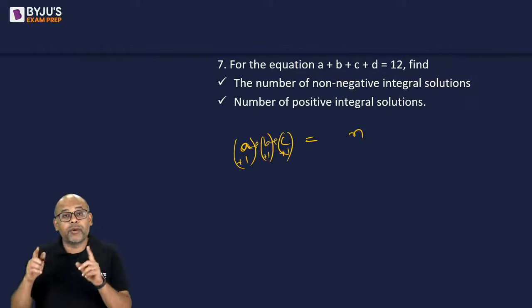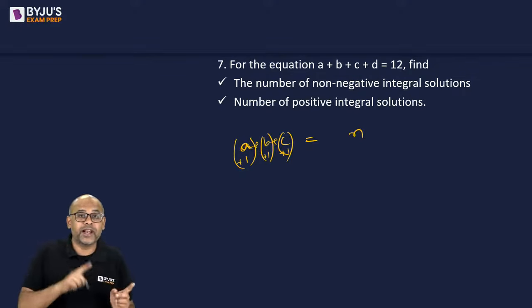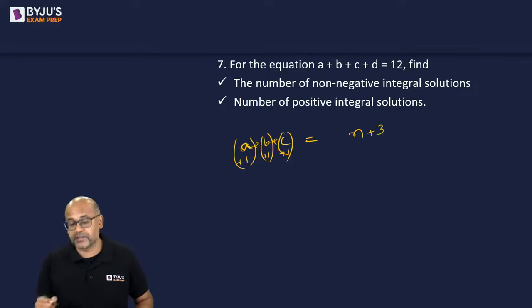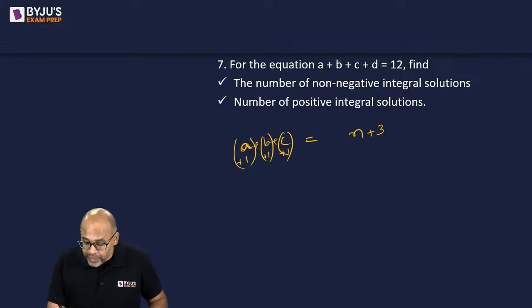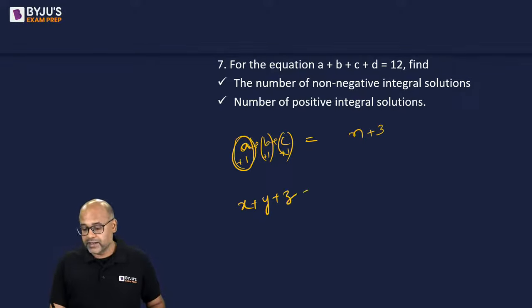Remember, my equation should not change. So on the left side I'm adding plus 3, so on the right side I'll also add plus 3. Now a plus 1, I will call it x. B plus 1, I'll call it y. C plus 1, I'll call it z. So x plus y plus z should be equal to n plus 3.